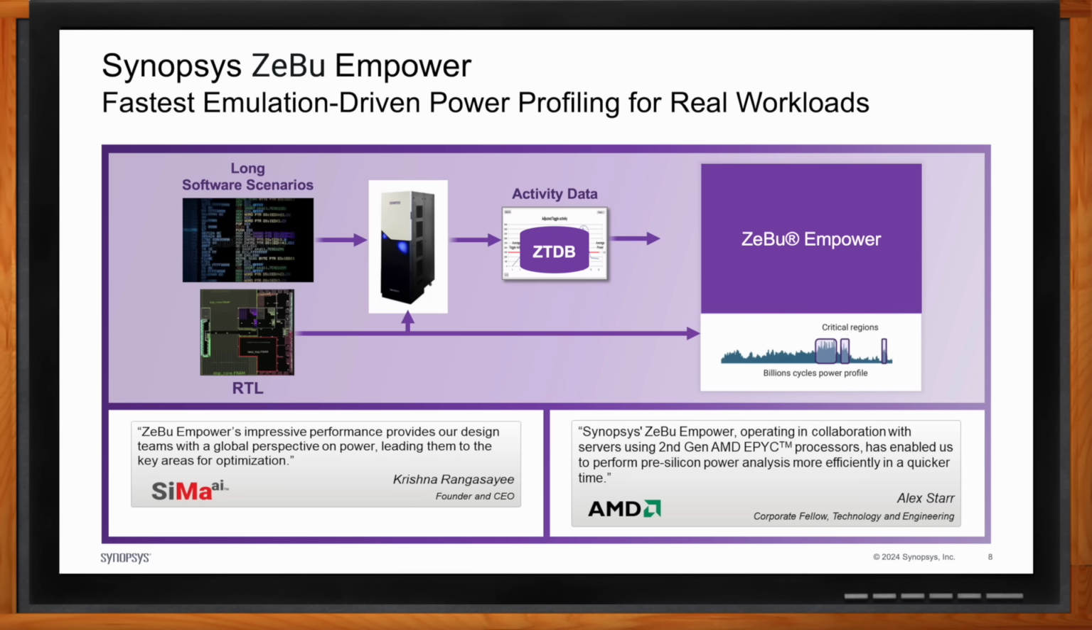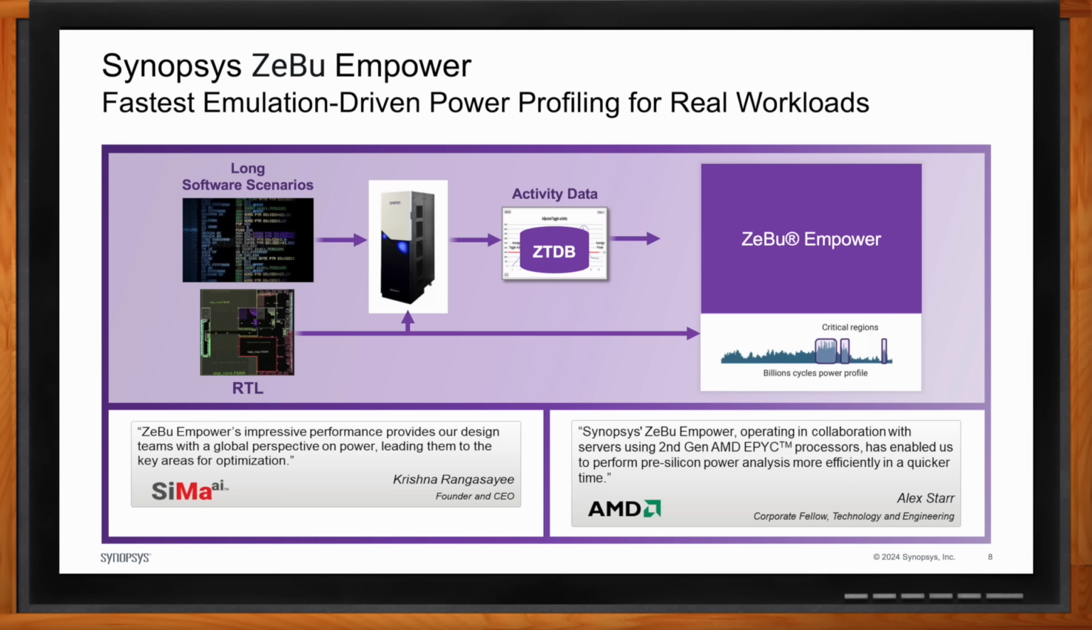billions of cycles long. ZeBu Empower is massively parallel. It scales very well with the number of CPUs. So you can literally run this power profile on hundreds of CPUs and get a very reasonable turnaround time.